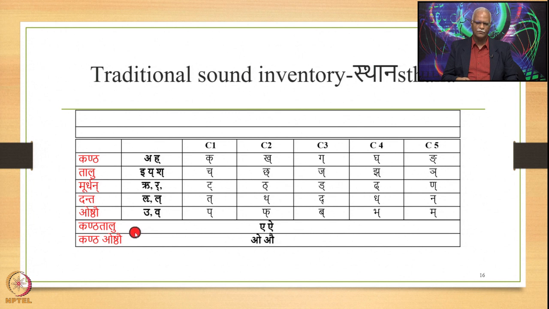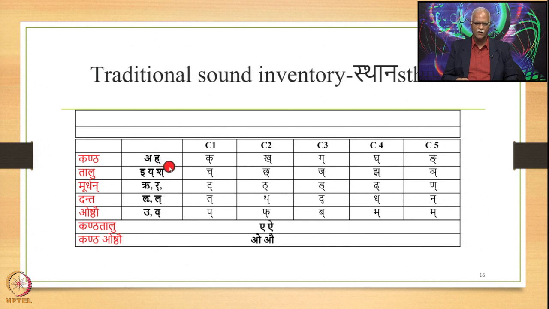We have two special places of articulation with a combination of the two places, kantha and talu, and kantha and oshta. E and ai, they are produced from kantha talu. O and au, they are produced from kantha oshtau.